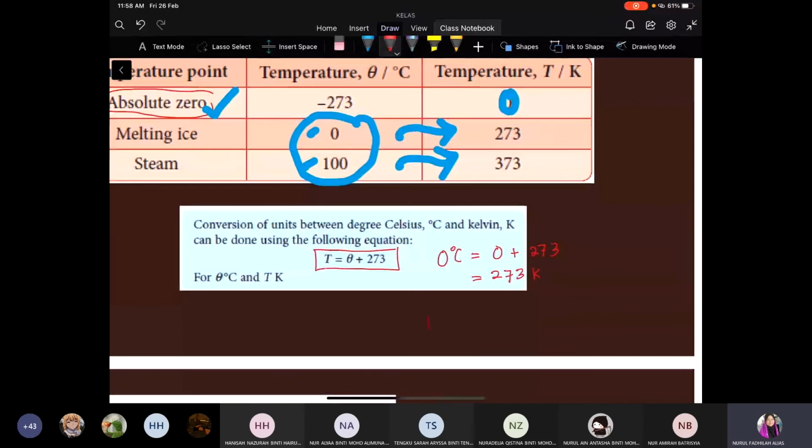And then, let's say you have 110 degrees Celsius. What's the value in Kelvin, class? 383. Yes, you just add 110 plus 273. That gives you 383 Kelvin. It's as simple as that.